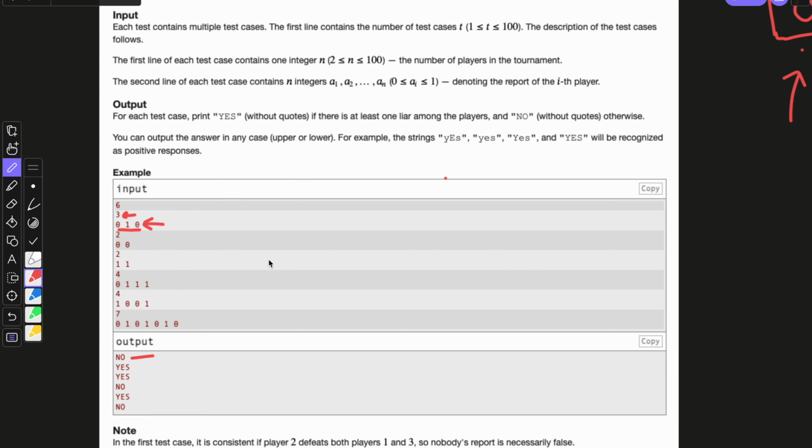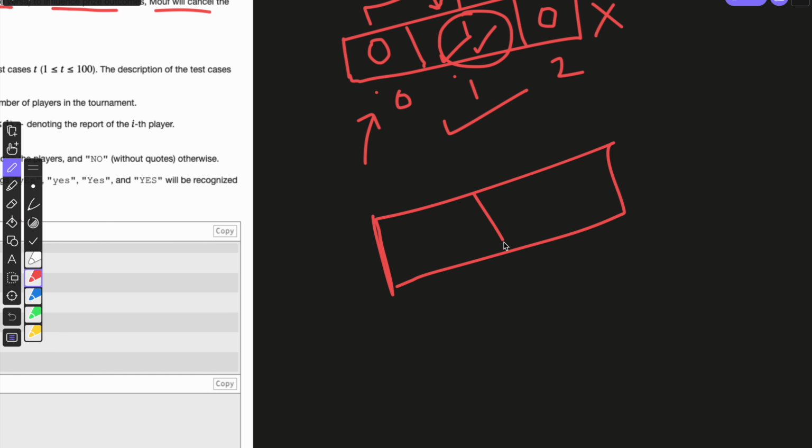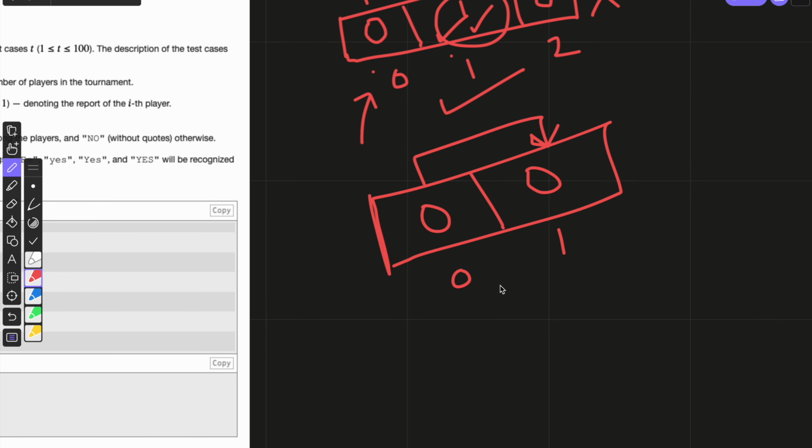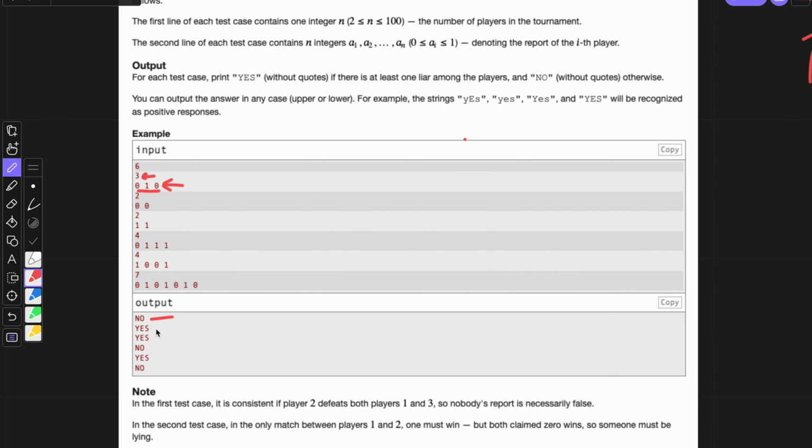Let's see the second test case. The second test case is two players and both are saying they lost the game. How can it be the case that both have lost? Player 0 is going to fight with player 1, and there's someone who has to win, right? So we'll output yes.